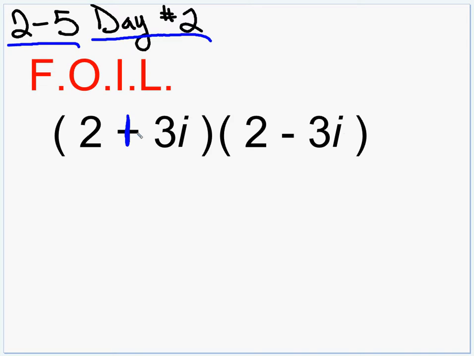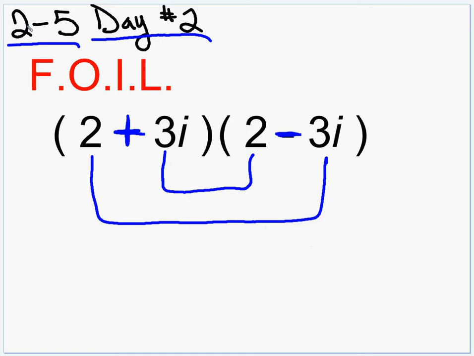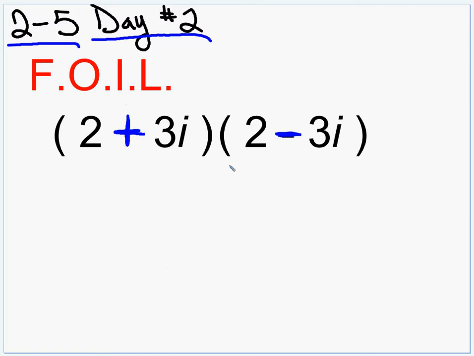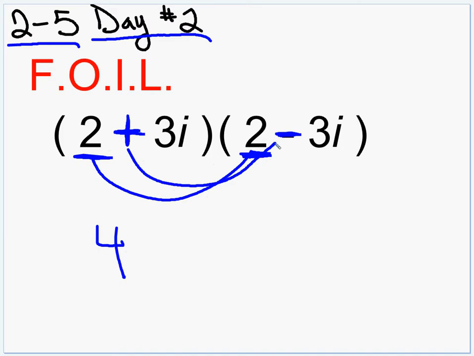Notice this is a sum and a difference of the same two terms. So when we're foiling, the outers would be a negative 6i and the inners would be a plus 6i, so those are going to cancel. So when we FOIL this out, all we have to do is first term times first term. 2 times 2 is 4. Positive times a negative will be a negative. 3i times 3i is 9i squared.